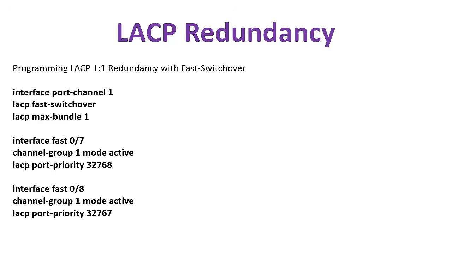That actually is going to be the standby link, because if you see on FastEthernet 0/8, the port priority is 1 less. And the lower the number, the higher the priority. So FastEthernet 0/8 will be the primary mode of transportation for any traffic going over this channel group. And then FastEthernet 0/7 will be the backup link.